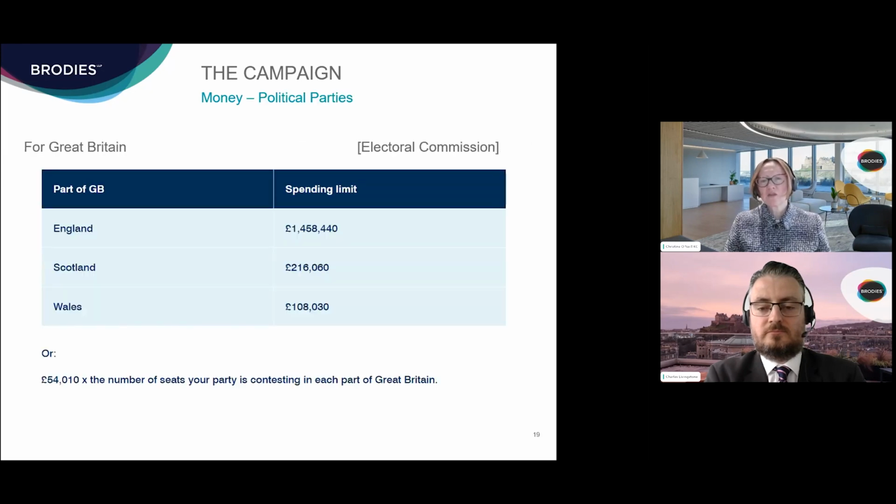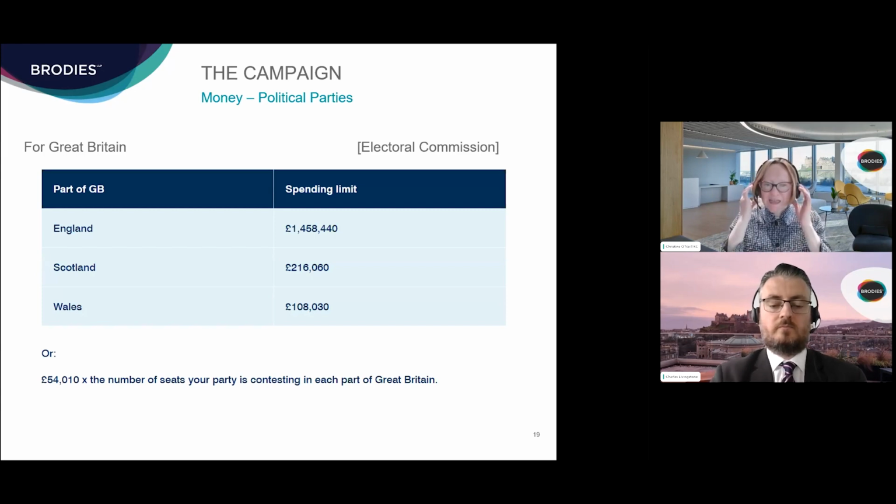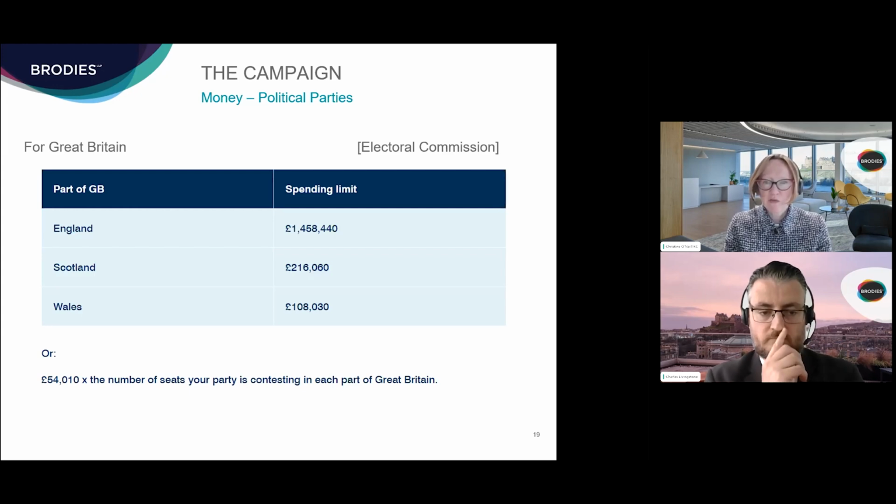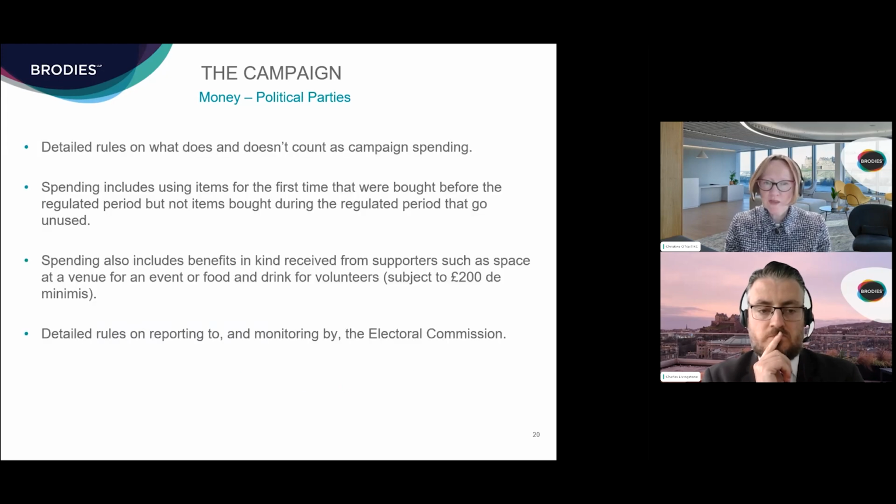So if we go to the next slide, there's a table shown on the Electoral Commission's website, which shows what the limits are. And those limits are either the numerical limit in the table for each of the nations of Great Britain, or just over £54,000 per seat in which your party is standing. So if you are standing in a substantial number of seats, then the overall spending limit will be higher than these minimum levels.